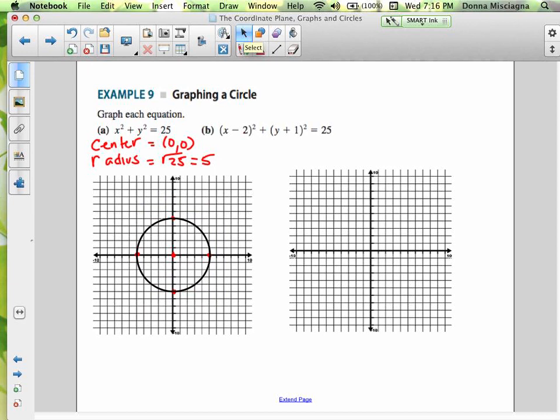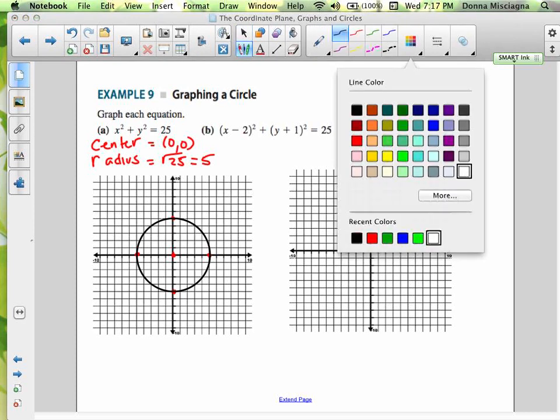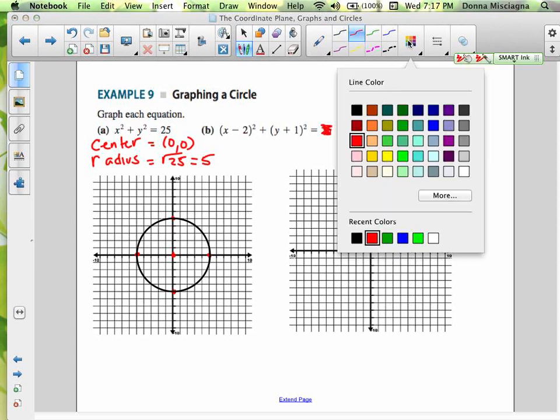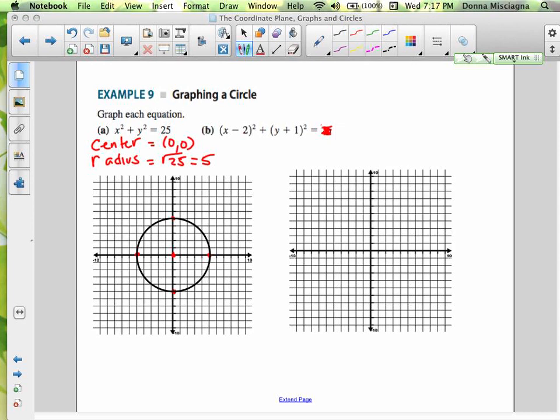We should make it something other than 25, since we already did 25. It's not too big of a graph. Let's make it 16. We'll go smaller.